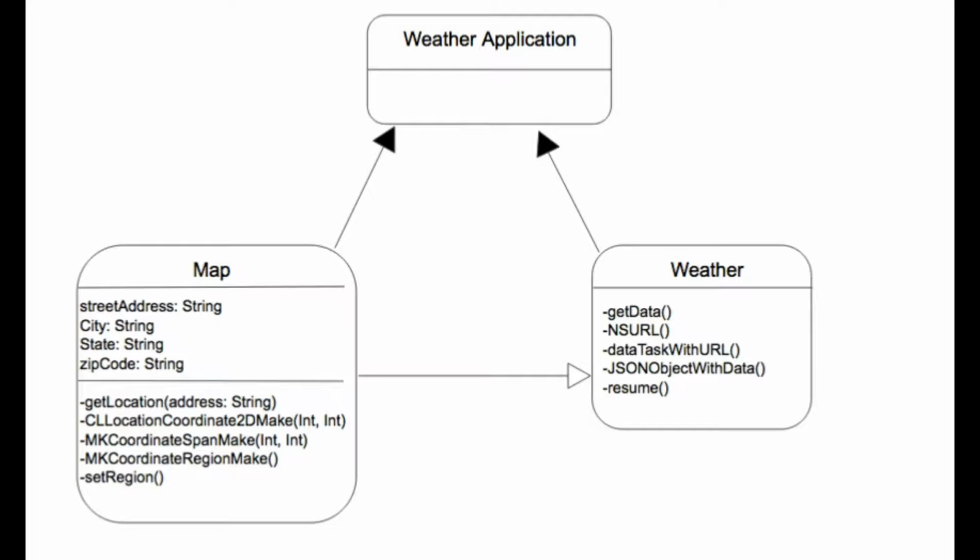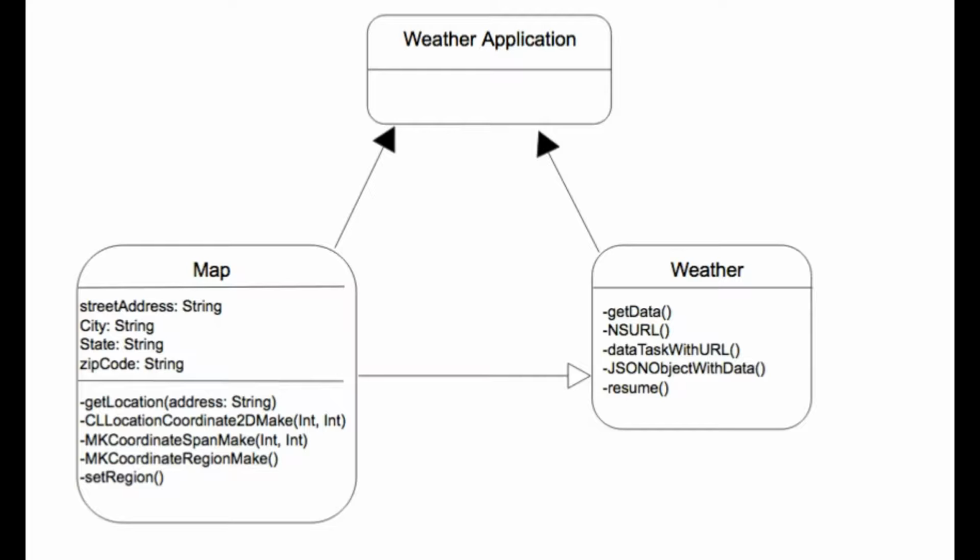For the functions that make this possible, I created a function called getData that takes all of my functions and runs them all at once. These are NSURL, dataTaskWithURL, JSONObjectWithData, and the resume functions. After all of these have been processed, I'll be able to access all of the data from any satellite or weather station within, I think, 100 miles of the latitude and longitude that is provided.